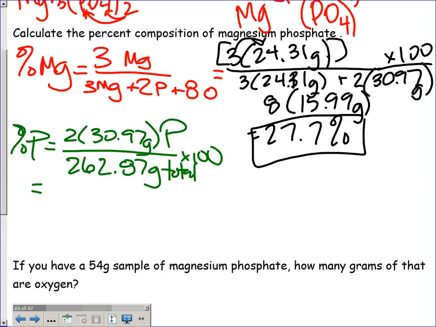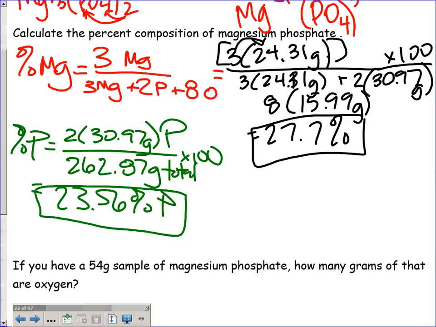Say it one more time. Thank you. Okay, so far so good, right? We get percent: part over whole. You just have to make sure that if there's a number of them, you put their total mass on the top, meaning like 3 magnesiums or 2 phosphorus.